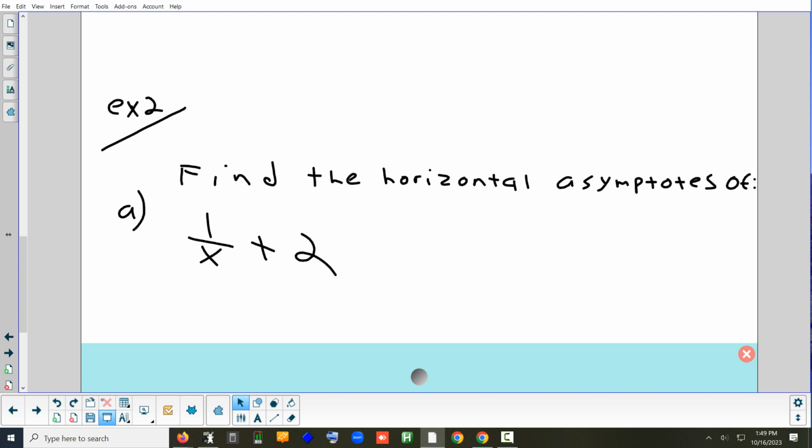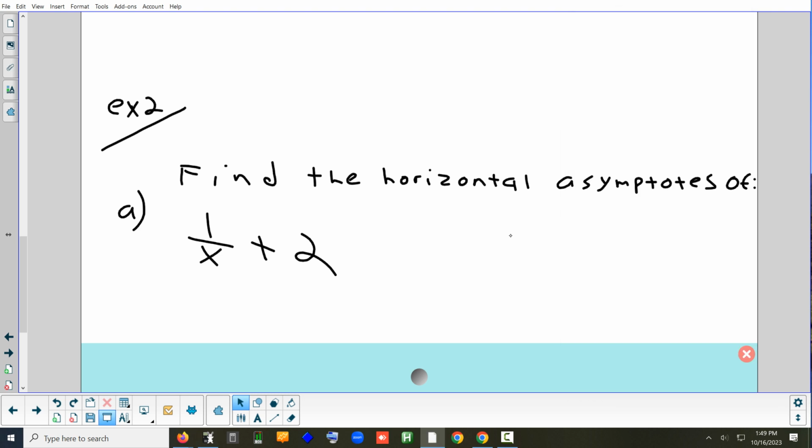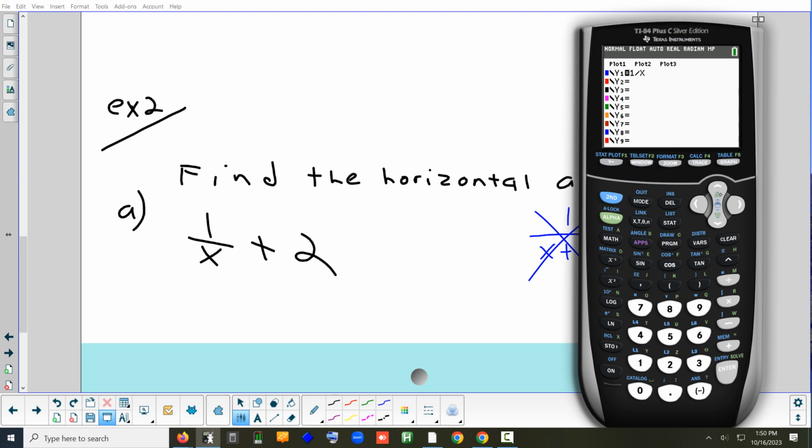All right, well, let's try this one. It says to find the horizontal asymptotes of 1 over x plus 2. When you type it in, you've got to make sure that the calculator knows you don't want this. That is not the same thing. So we're going to use parentheses to make sure we get that. We're going to tell the calculator to do 1 over x, and then when it's done that, add 2. Now there's no way the plus 2 is going to end up in the bottom with the x. It's separate.